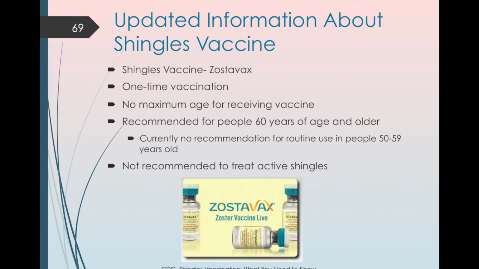The shingles vaccine is listed here. It is a one-time vaccine. There is no maximum age for receiving the vaccine, but it is recommended for people over 60 years of age. It's not recommended to treat active shingles.